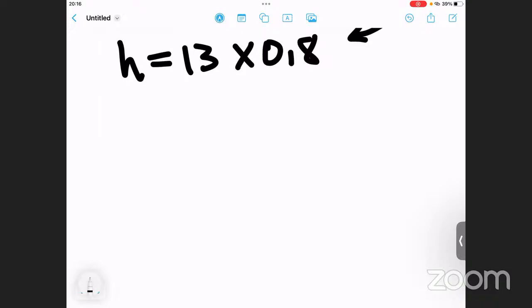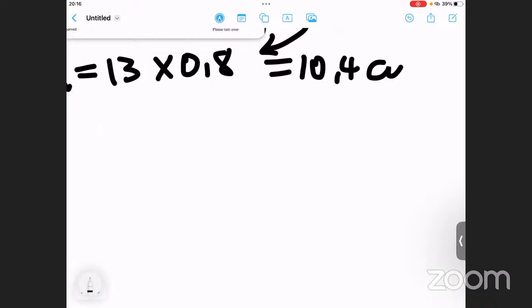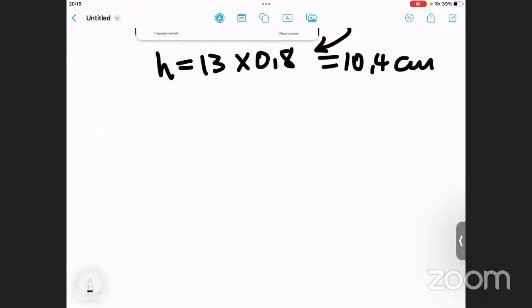So what you're going to get, the water level height, will be 10.4 centimeters. Okay, 10.4 centimeters. So now what they're asking us is the total surface area. So what you need is the bottom surface area plus the curved surface area. Yes.